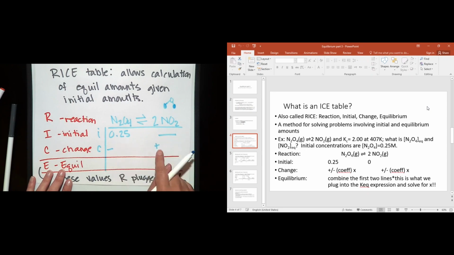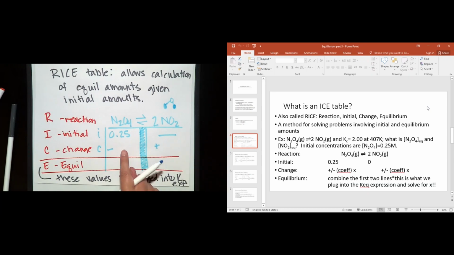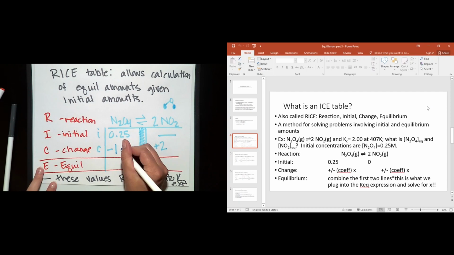The signs will always be opposite as we cross that equilibrium arrow. We're always going to have a different sign. Okay, now how do we know what to put next to those signs? We put the coefficient, so that's an understood 1 for N2O4 and a 2 for NO2, and then I'm just going to put a variable. I use X.